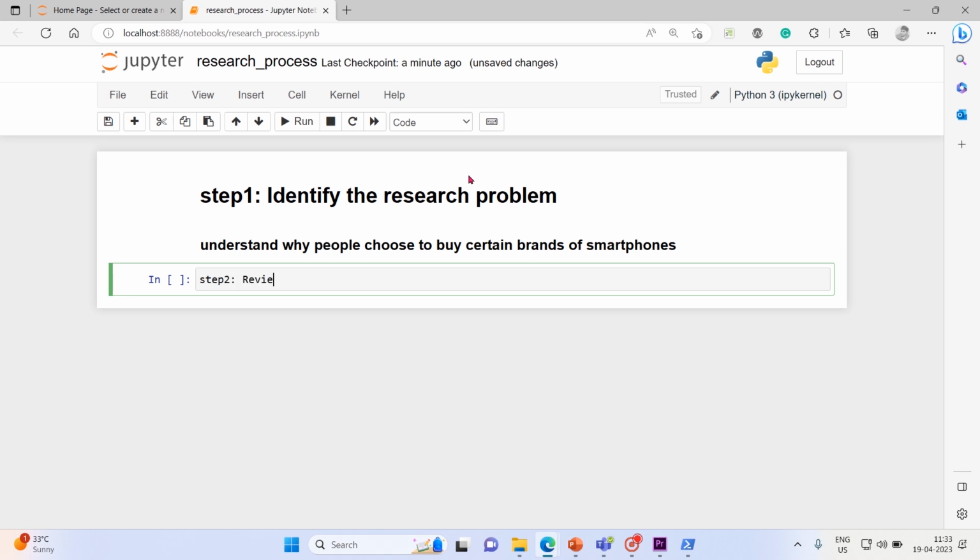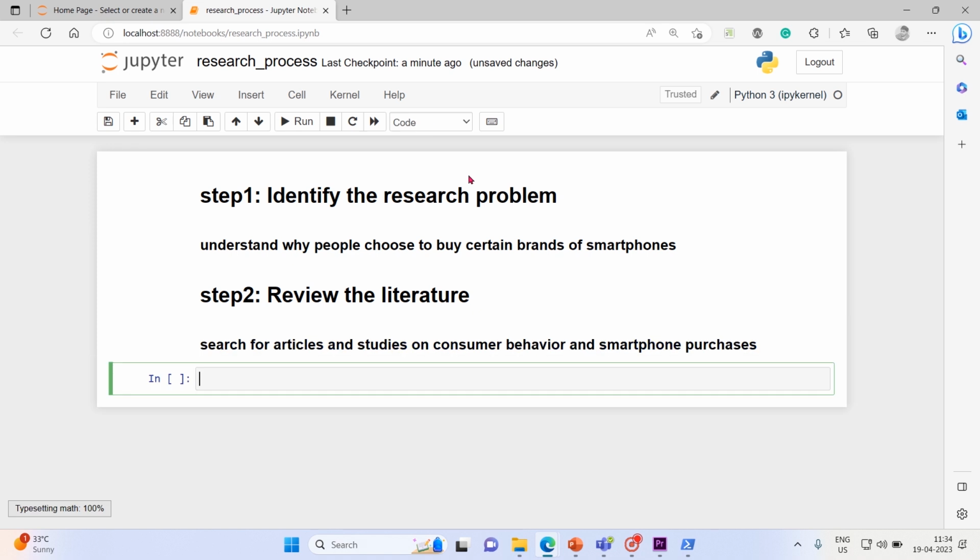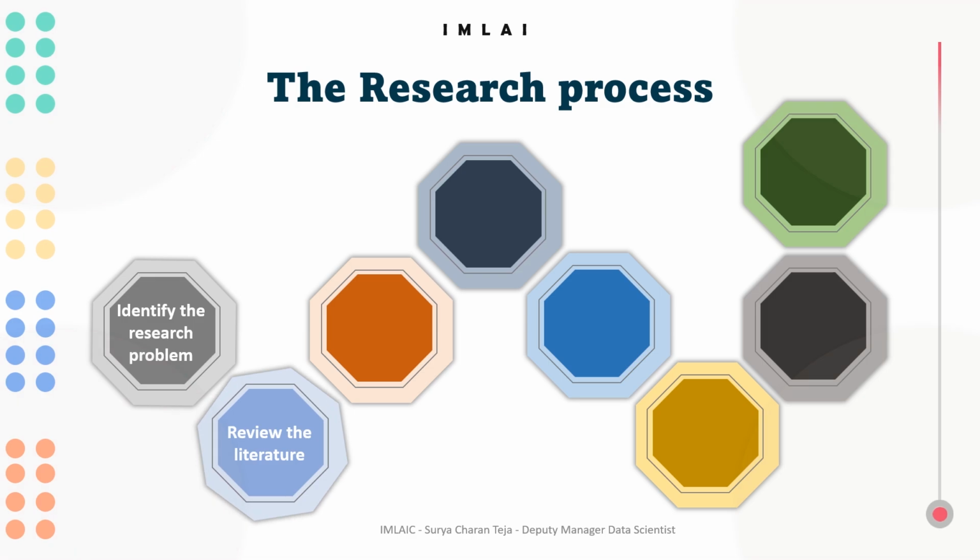Now step two, review the literature. So for the same problem statement, reviewing the literature is nothing but what we will do: we will go and search for articles and studies on consumer behavior and smartphone purchases.